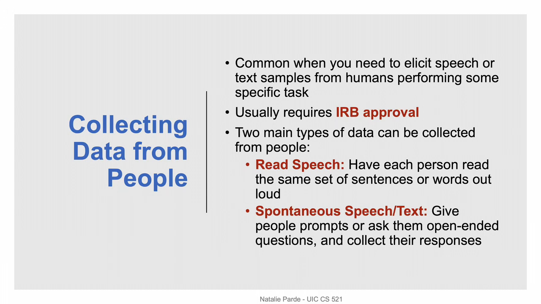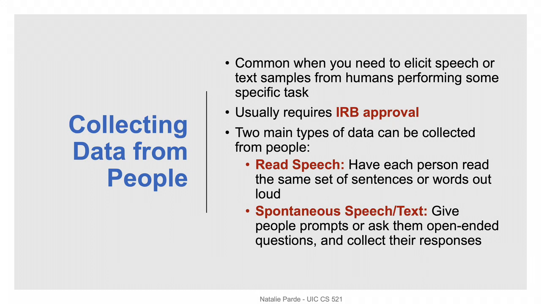There are two main types of language data that can be collected from people. One is read speech, which is where you write a script or provide a predetermined document of some sort and ask people to read it out loud. This type of data can be useful for psycholinguistic or speech analysis, but it's not particularly useful for many NLP tasks. The other is spontaneous speech or text.